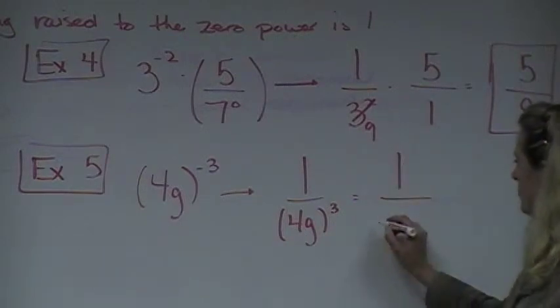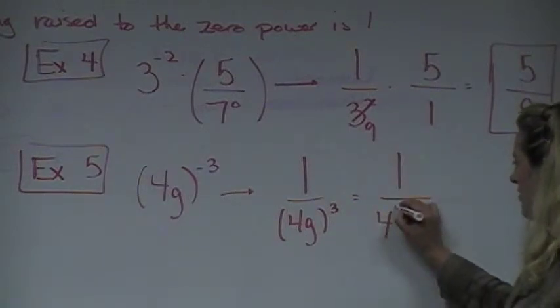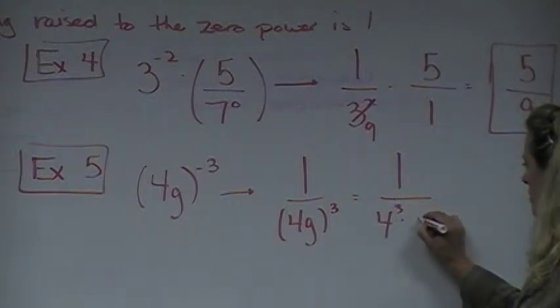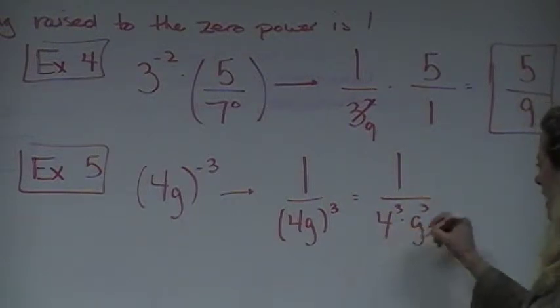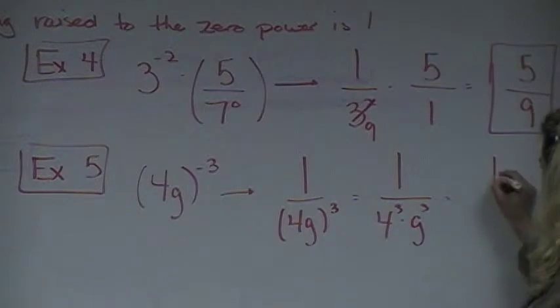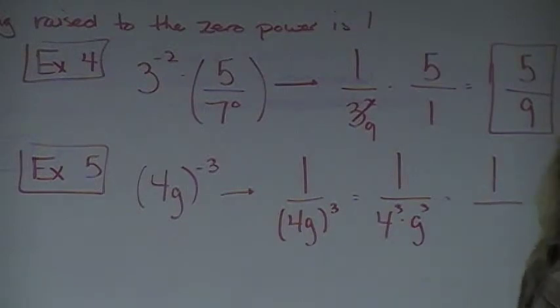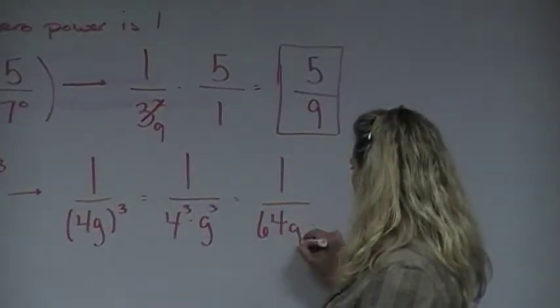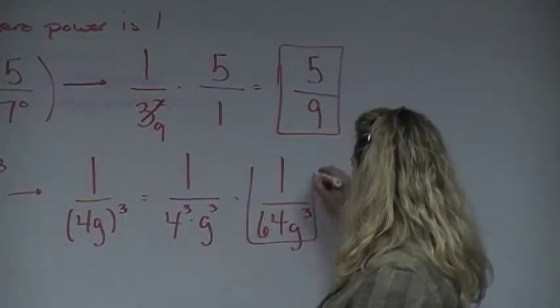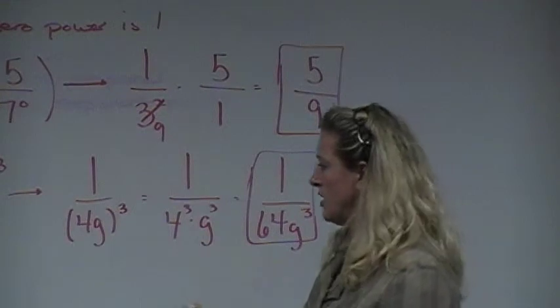Now we have to simplify and raise 4g to the 3rd power. So 1 over, what's 4 to the third? Obviously it becomes 4 to the third times what? G to the third. G to the third. Now, you don't really have to have this step if you don't want it. You can go right into, what does 4 to the third become? 64. 64, g to the third, right, okay?